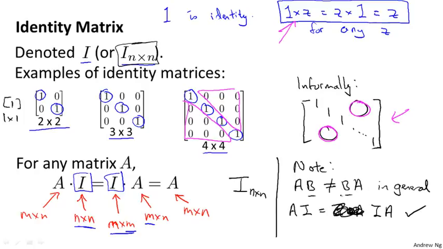So that's it for the properties of matrix multiplication and special matrices like the identity matrix I want to tell you about. In the next and final video on our linear algebra review, I'm going to quickly tell you about a couple of special matrix operations, and after that you'll have everything you need to know about linear algebra for this class.